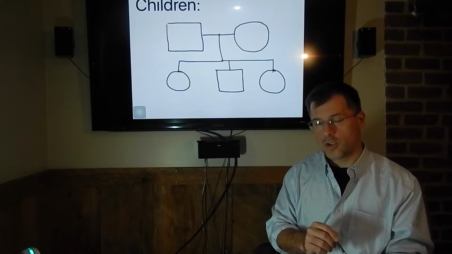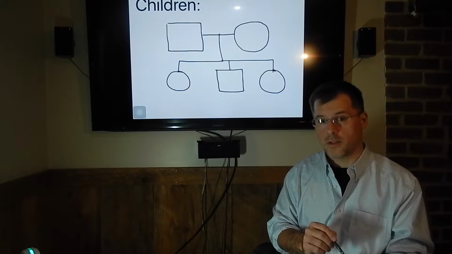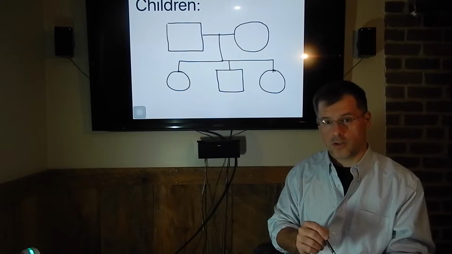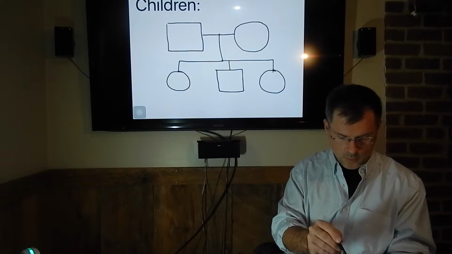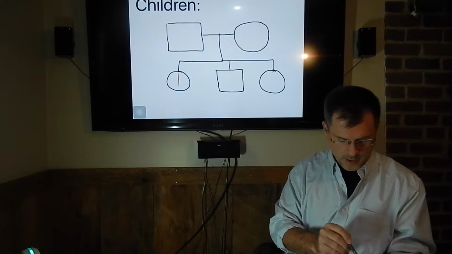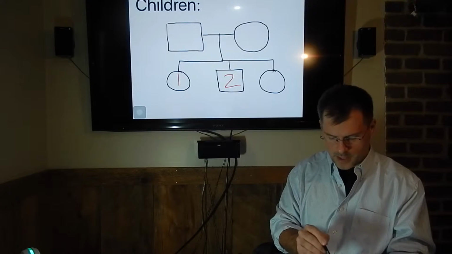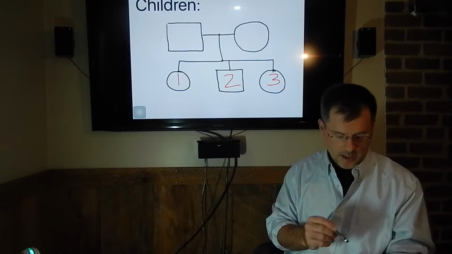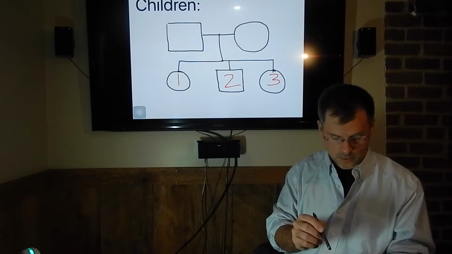Now, the order that these children are placed in the pedigree is important. They are from left to right, oldest child to youngest child. So this is the firstborn child here. This is the middle child, and this would be the youngest child. So the middle child's a boy, and the oldest and youngest are both girls.